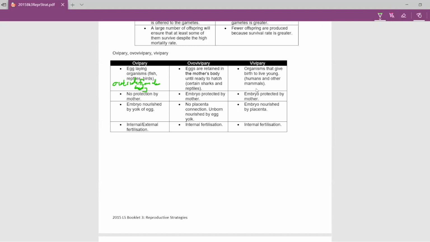Vivipary, that's humans or mammals. We give birth to live young. Yes, the embryo is protected by the mother and nourished by the placenta, and it is only internal fertilization.